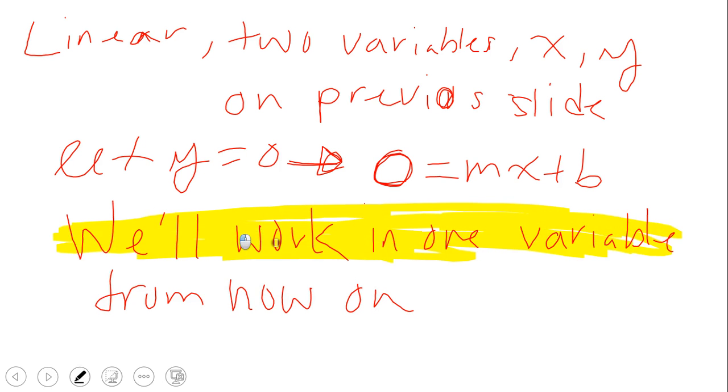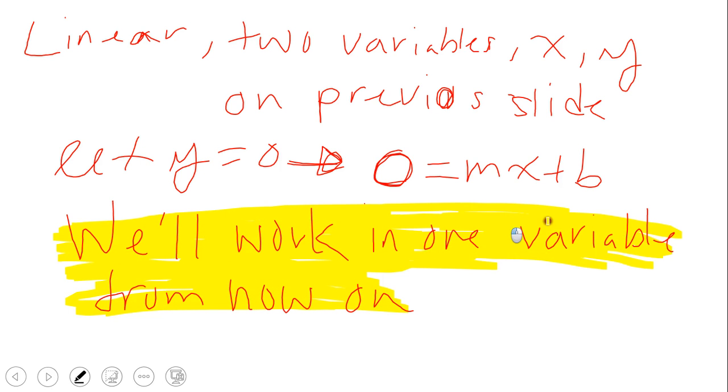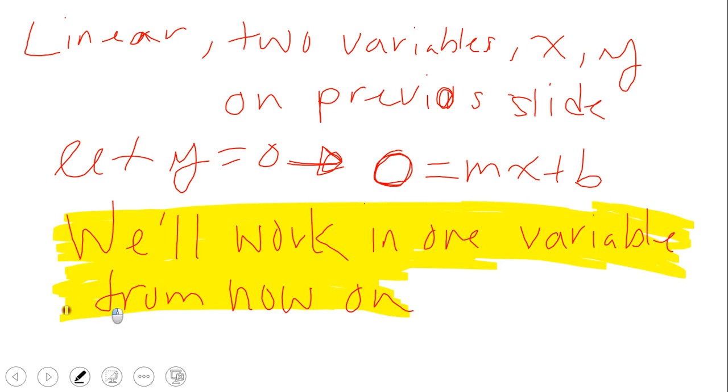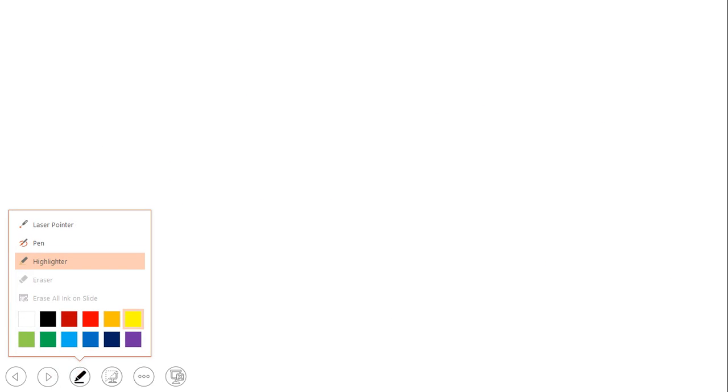So basically from now on, we're just going to work in one variable. We're not going to worry about two things. We'll just have an x in our equations from now on, which is of more interest for what we're doing right now in class. So, all right, let's try some examples of linear inequalities.